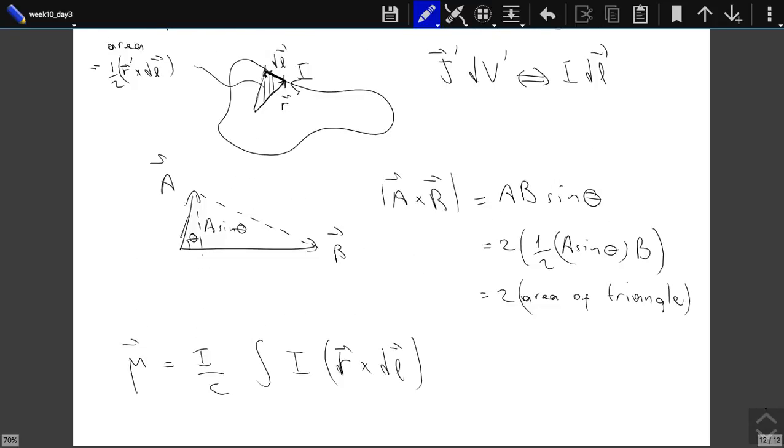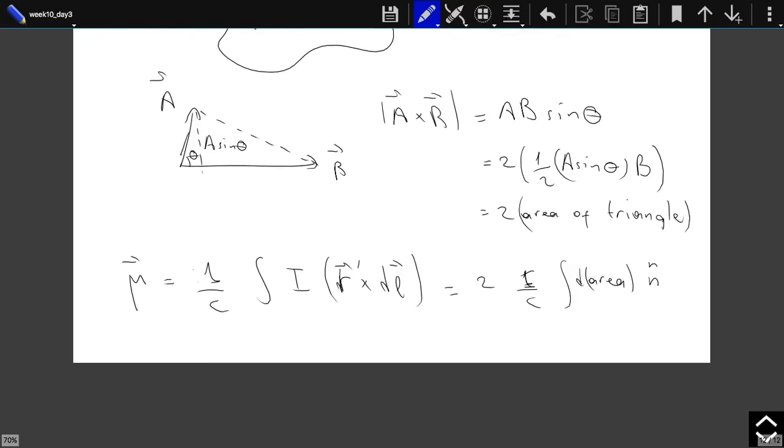You see, since this is on a plane, r is always in that plane, dl is always in the plane, so r cross dl is always perpendicular to this plane, but the perpendicular to this plane is constant. Since r and dl are always in the same plane, the perpendicular direction to the plane will be constant, independent of r prime or of dl. So that r cross dl is nothing but twice 1 over c, well, let me also take the I out, the area in the n direction. Well, if you just sum those areas, you have 2 over c I times the area.